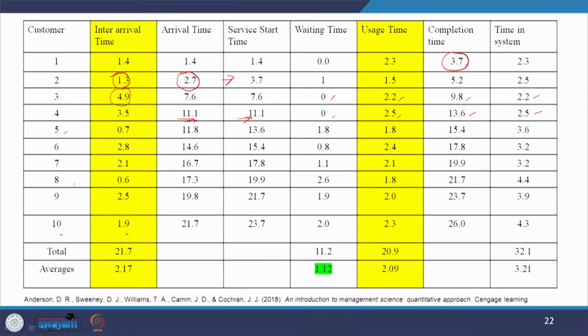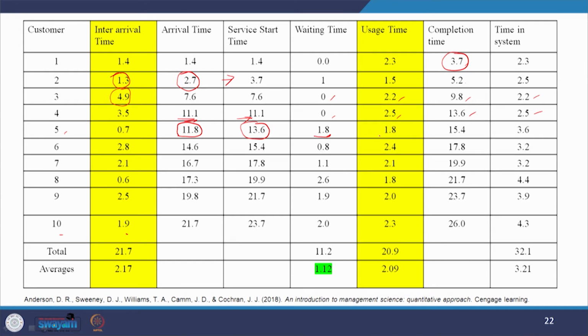Now, you see the fifth customer. The fifth customer's arrival time on a continuous scale is 11.8 minutes. How did we get this 11.8? 0.7 plus 11.1. But the fourth customer is still using the ATM up to 13.6 minutes. So this fellow comes early, but he will get the service only at 13.6 minutes. So how much time does he have to wait? 13.6 minus 11.8, that is 1.8 minutes. Customer 5 has to wait.